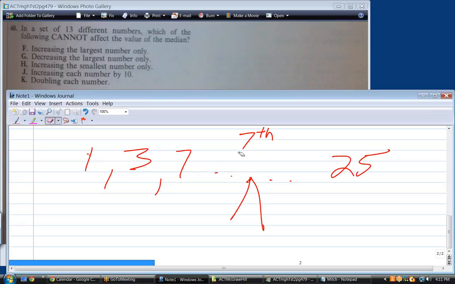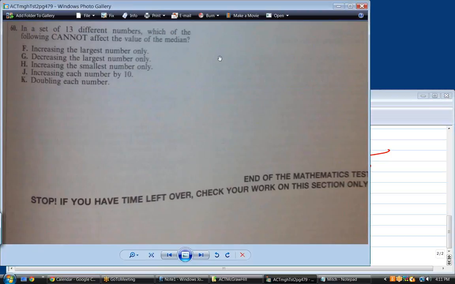Increasing each number by 10 doesn't change the number's position. It changes the value of that number. There you go. Very good. That's why that doesn't work. And same thing with doubling each number. It doesn't change the seventh position, but it does change the value of that median. Very good. Good catch.